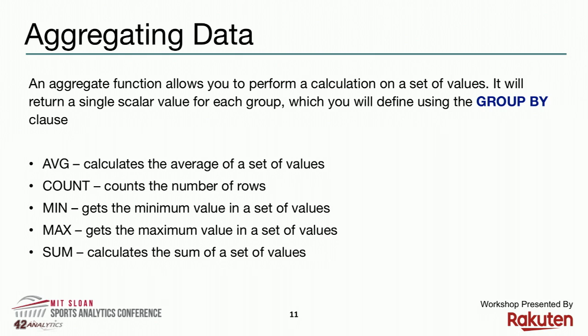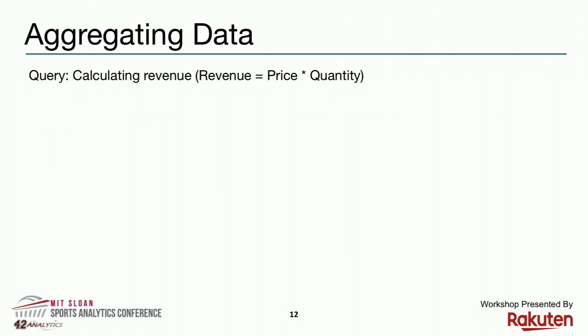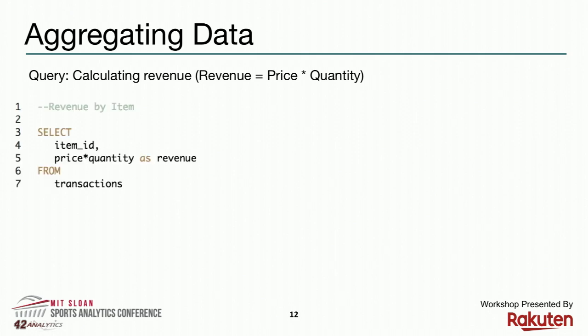So for us, since this is an e-commerce sales data set, the most obvious one seems to be, let's calculate revenue, right? In this case, revenue equals price times quantity, both fields we have in our data set. The first thing we would be able to do is calculate it for each individual item in the data set. The way we would do that is select item ID, then price multiplied by quantity as revenue.